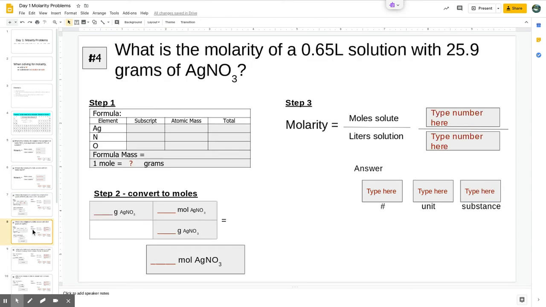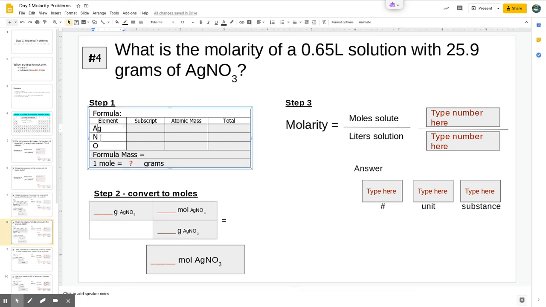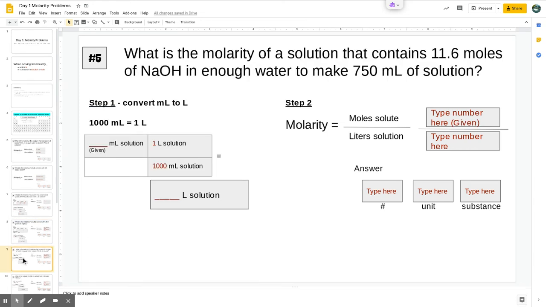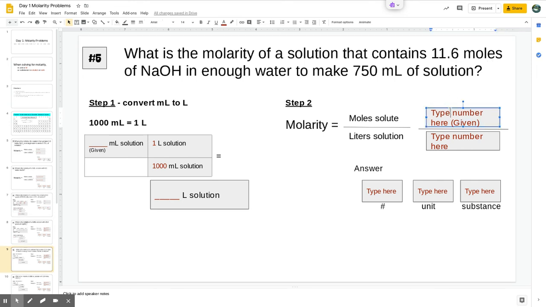So number 4 is just like number 3. You do have a different formula. This time you have AgNO3. But for number 5, we already have moles. So 11.6 can go right in here. We don't have to change that from grams to moles. They're already giving it to us.